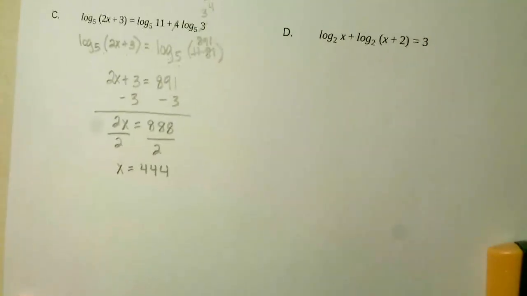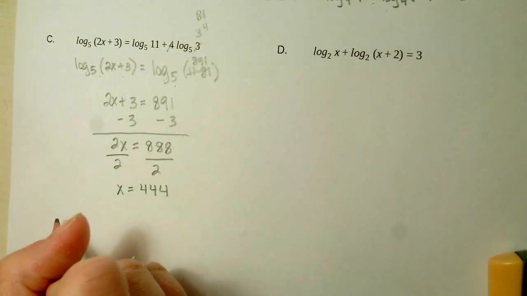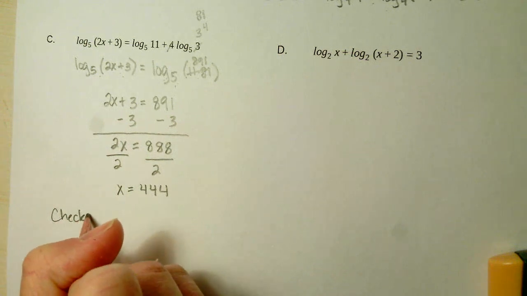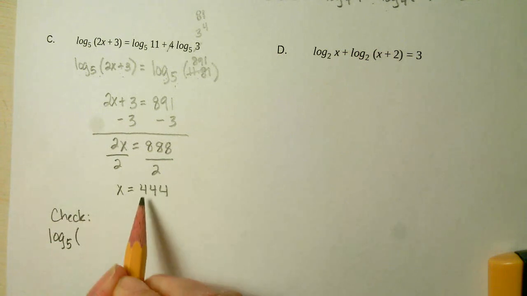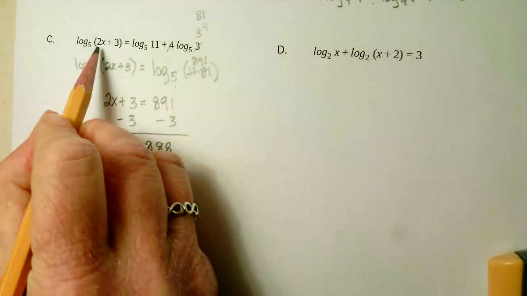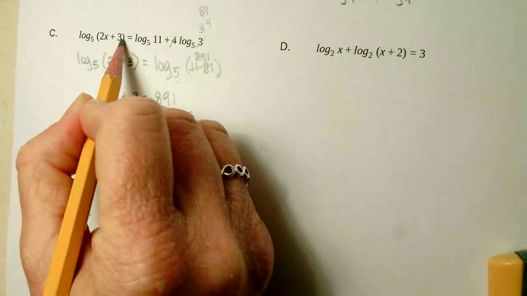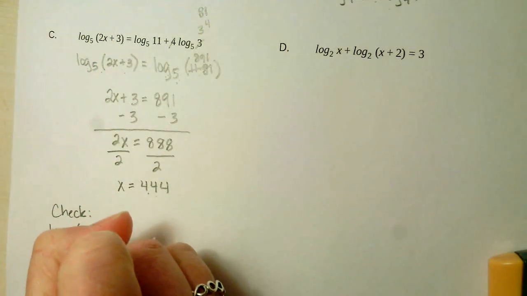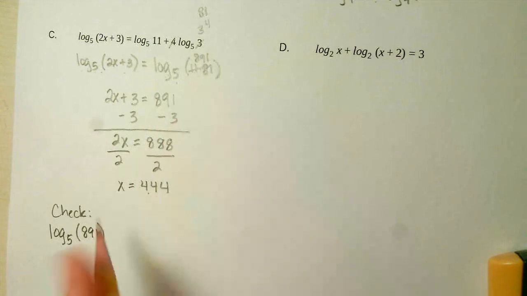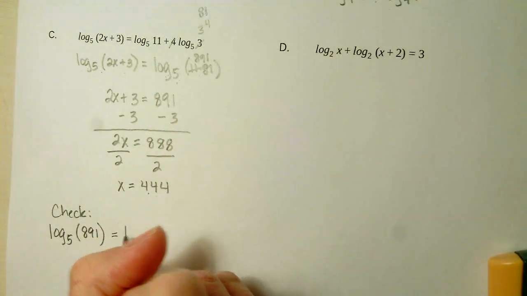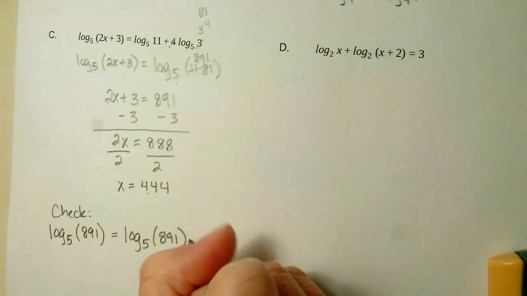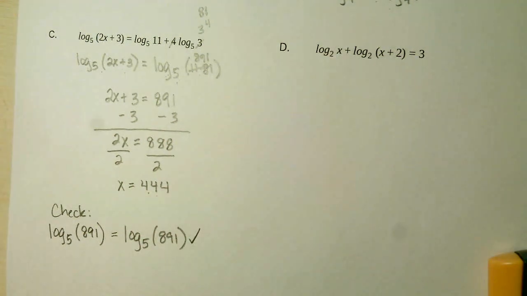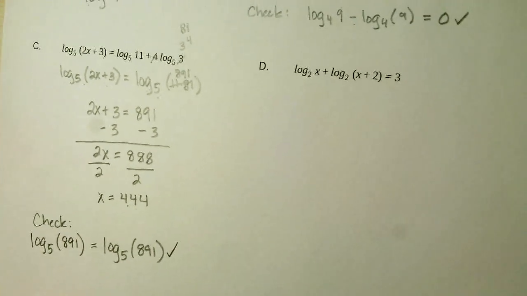So again, I want to check. So I want to see if log base 5, 444 times 2 would be 888, plus 3 would be 891. And we already figured out that our right-hand side is equal to 891. So this is going to check. We know we have the correct answer. Let's move on to letter D.